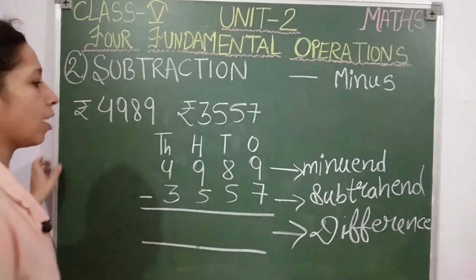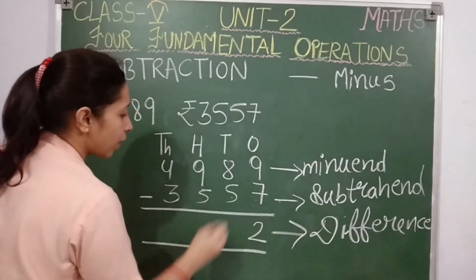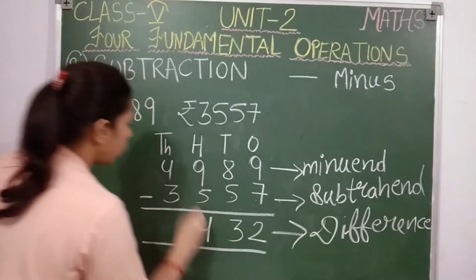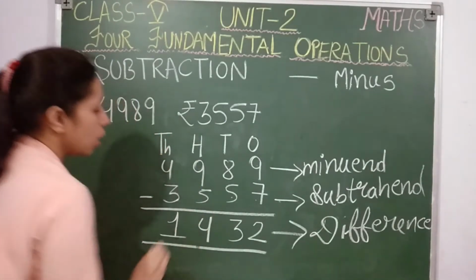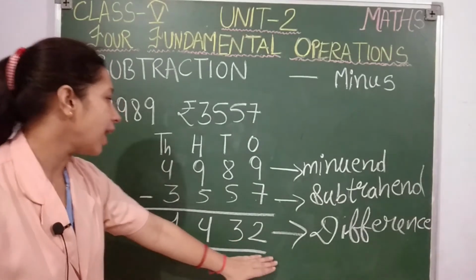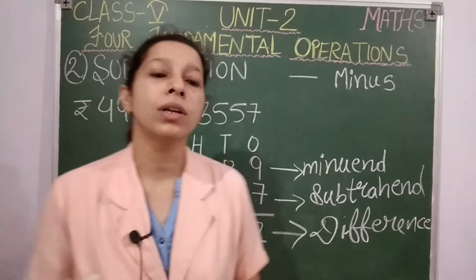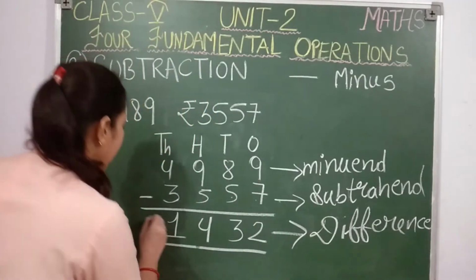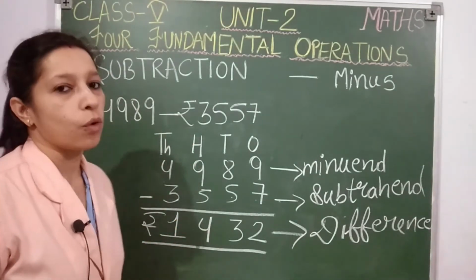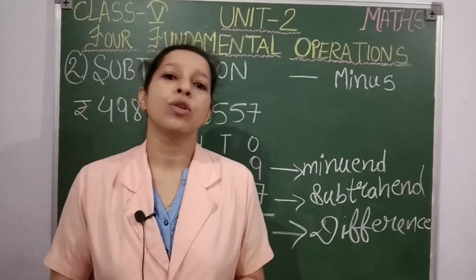Okay, let us subtract now, students. 9 minus 7, 2. 8 minus 5, 3. 15 minus 9, 6. 4 minus 3, I will get 1. So 1432 is the difference of these two amounts. Understood, students? How much amount will be left in your piggy bank after giving this much amount to your mother? It will be rupees 1432.